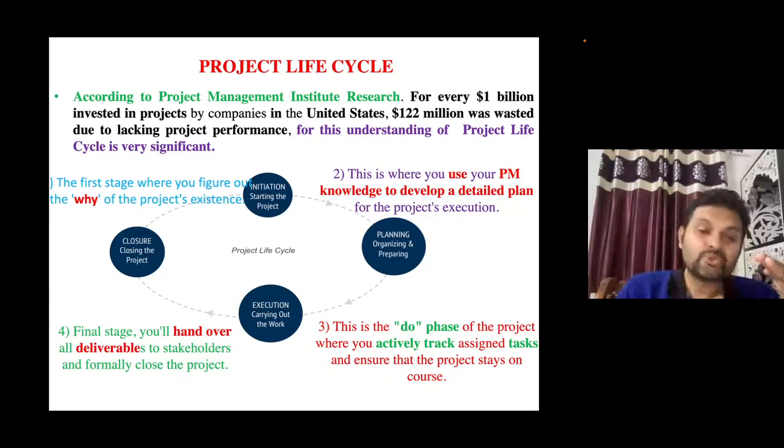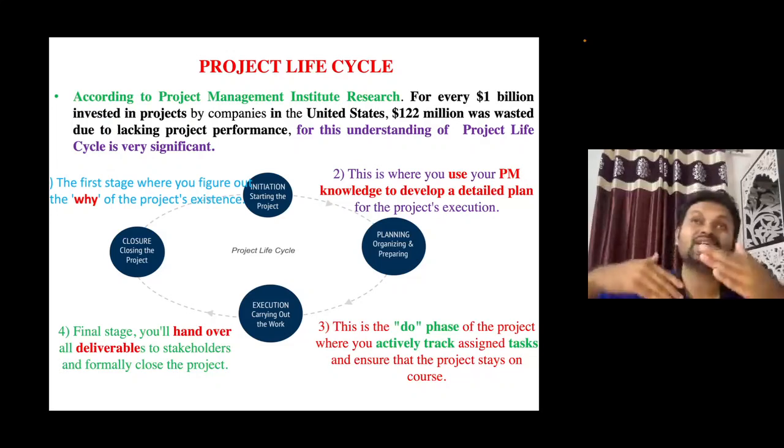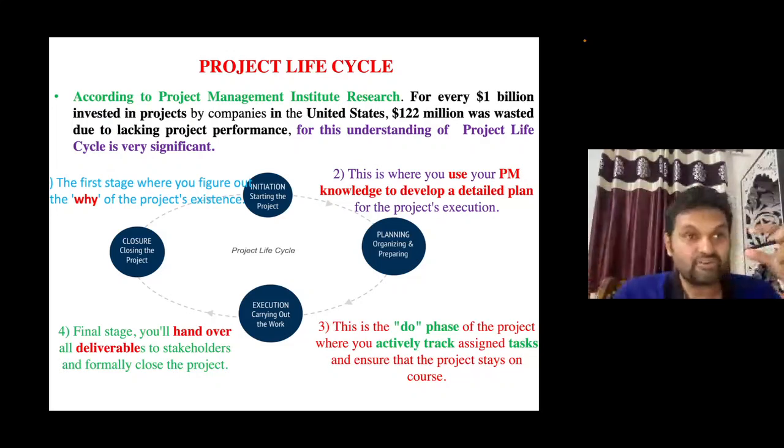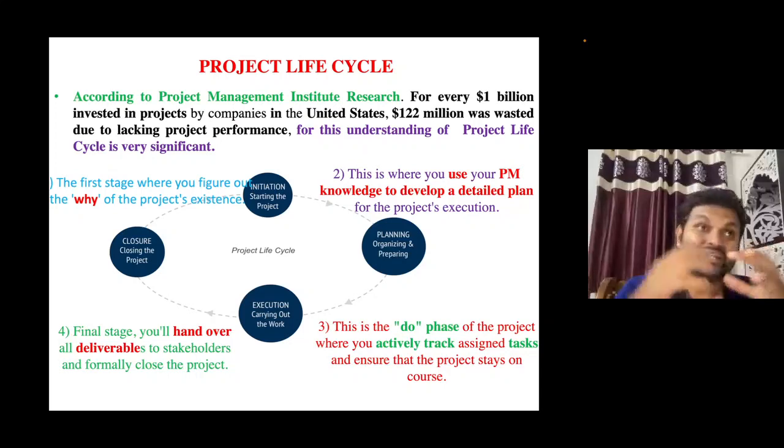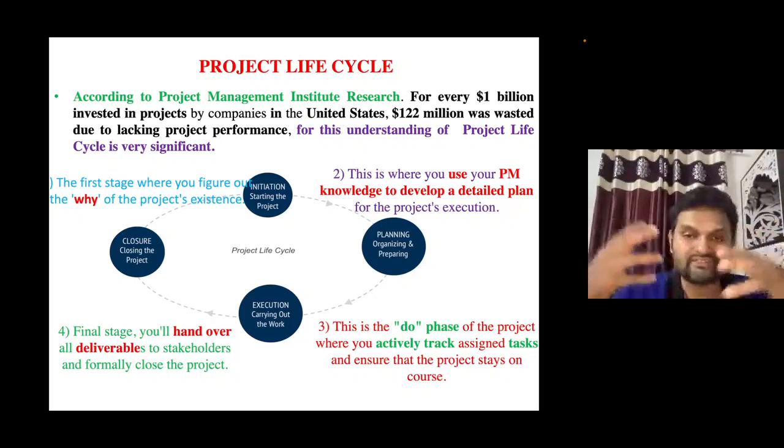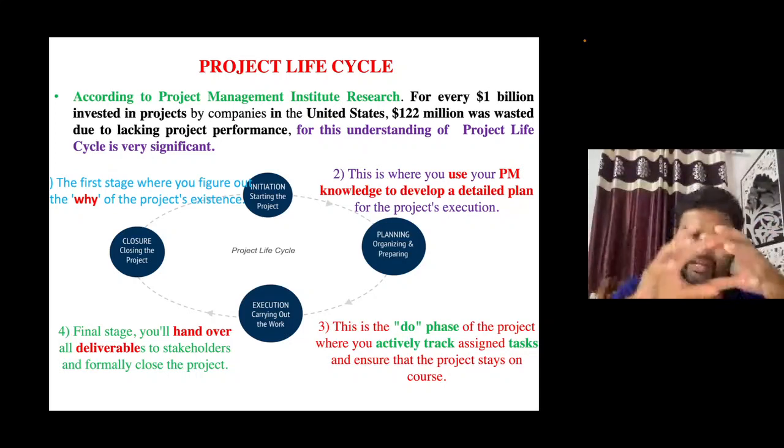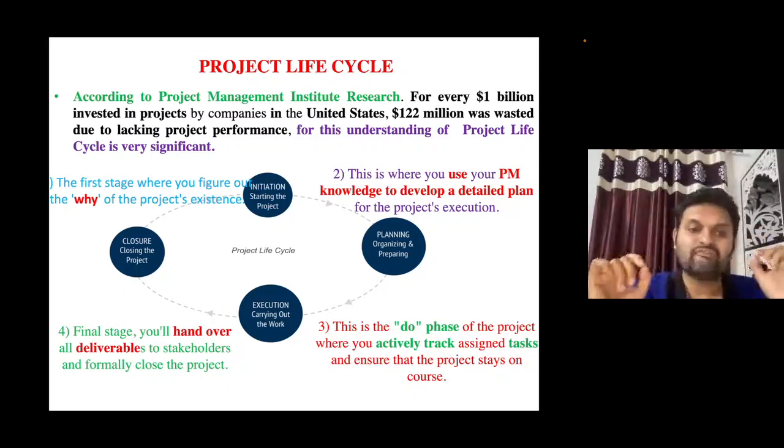After that, we will go to the execution phase. The execution phase is the main do phase, in which we start the execution activity and track the activities, whatever we have planned, to see whether everything is moving according to plan or not. If not, I need to play with the resources, with the finance, with the change of activity sequencing, and vendor management. I need to take care in my execution phase.